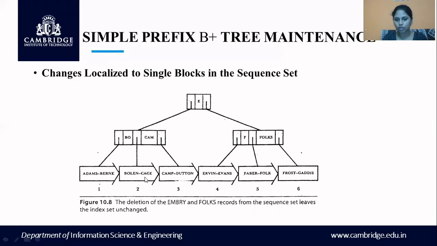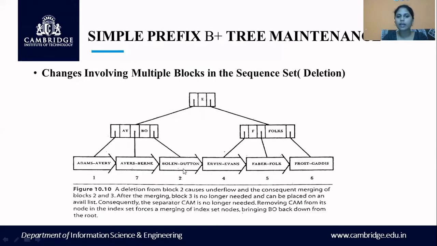Previously, what was the data present in block number 2? Bolen and Cage. Let's say I have deleted the record called Cage, which is causing an underflow in block number 2. So when it causes an underflow, what are you supposed to do? You have to merge the two blocks. I have merged block number 2 and block number 3. So block number 2 is going to contain Bolen and Dutton. Now, when block number 2 is being updated, obviously the index is also going to change. When the index set is also changing, the changes involve multiple blocks.